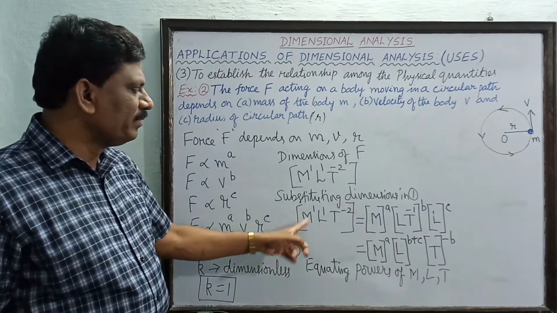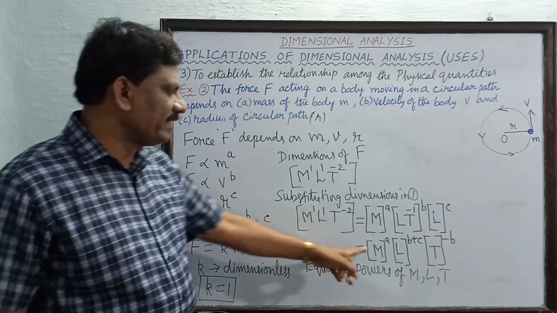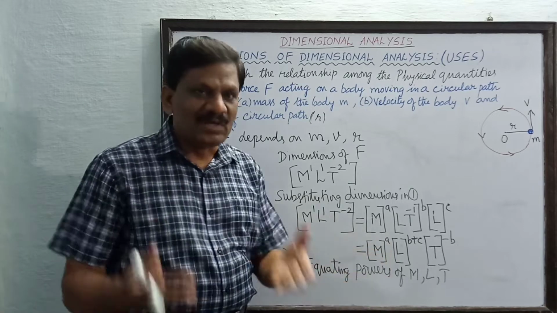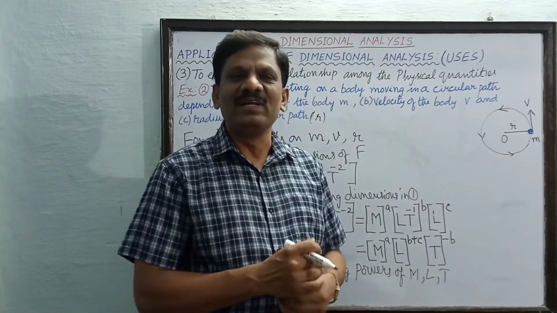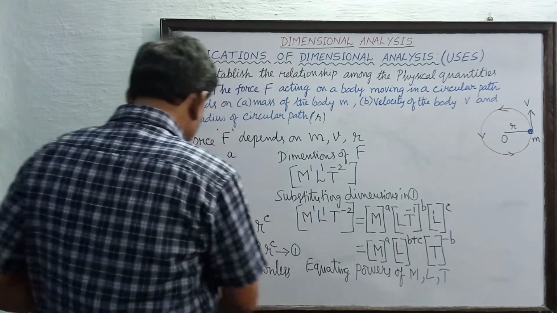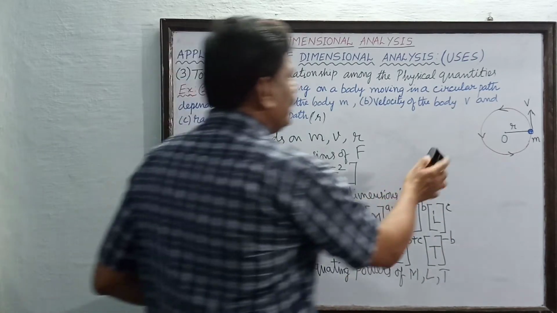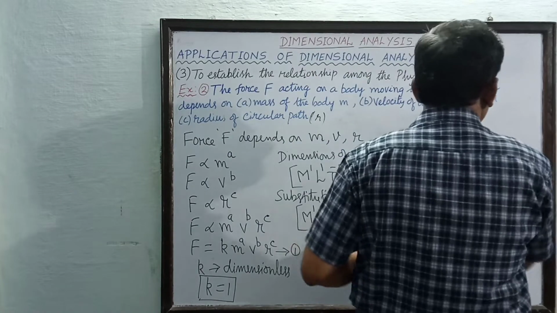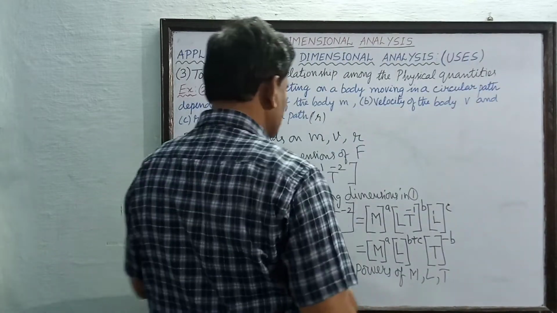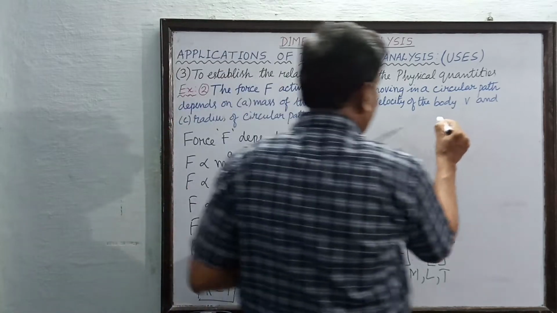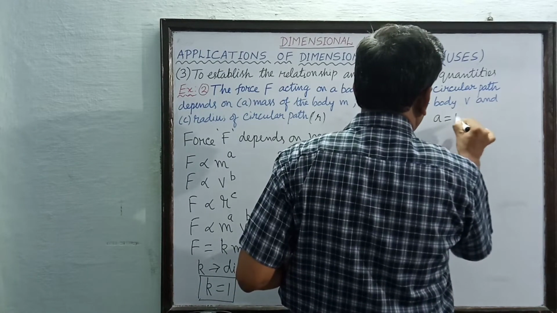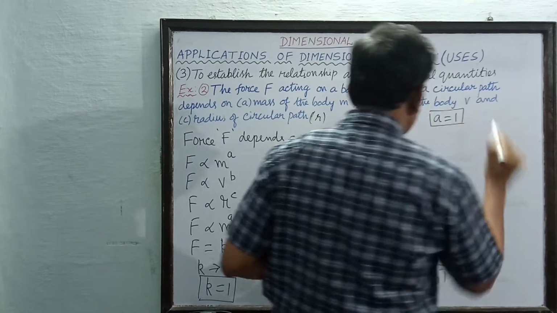On the left side m is raised to the power 1, and on the right side m is raised to the power a. So what must be the value of a? Yes, a equals 1. Direct, very simple. So equating the powers of m, L and T on both sides, I find that a is equal to 1. So one value we have found.